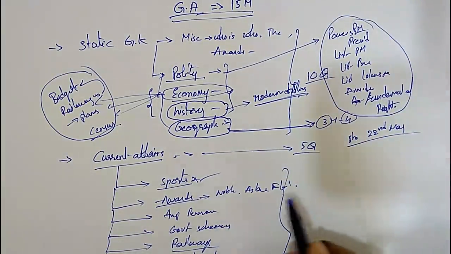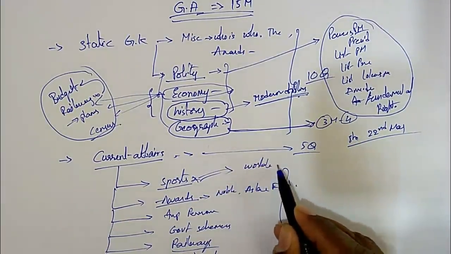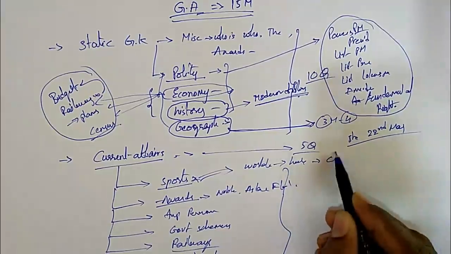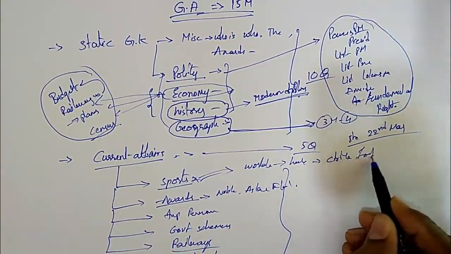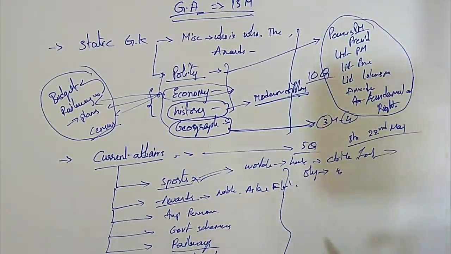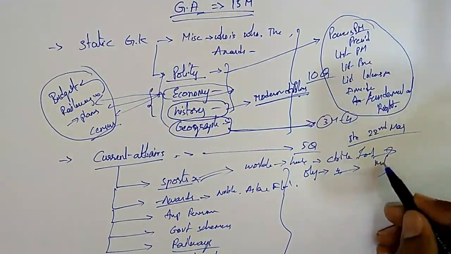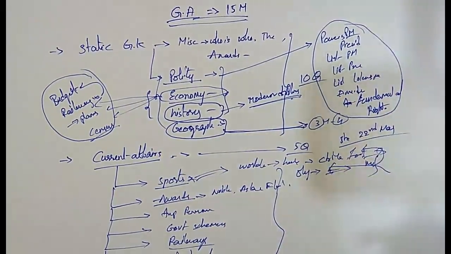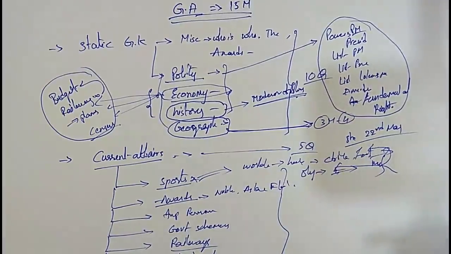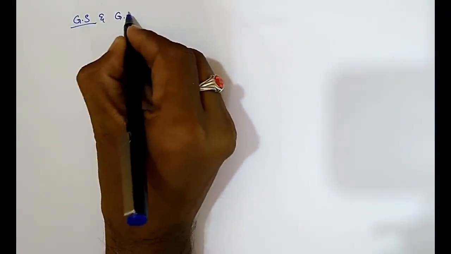In sports, we should know the World Cups, that is, the Hockey World Cup, Cricket World Cup, and Football World Cup, and their venues, and the Olympics, Winter Olympics and Summer Olympics, and their venues. These are very important, and also how many medals India got in the Olympics, like that. I have discussed important topics in general science and general awareness.